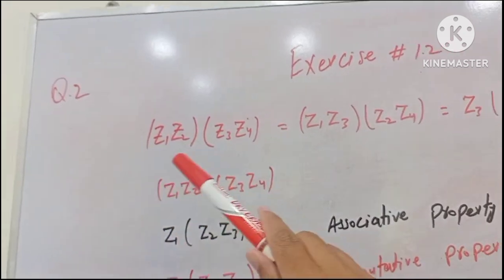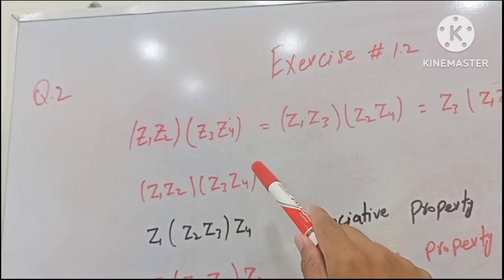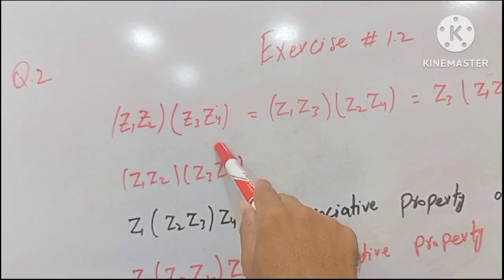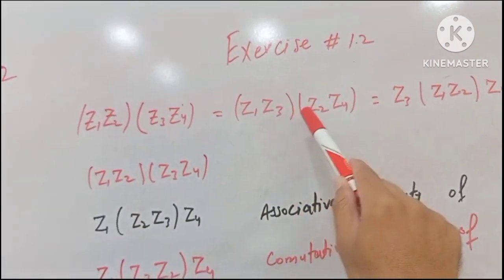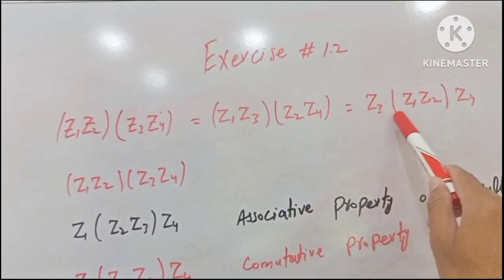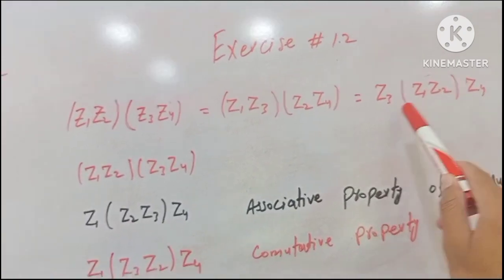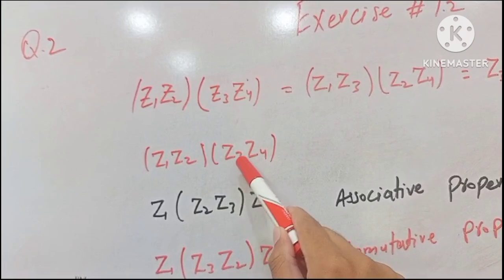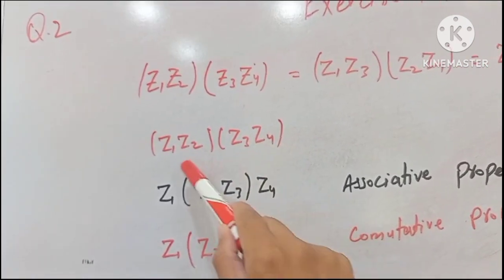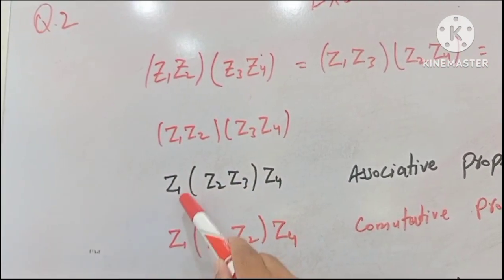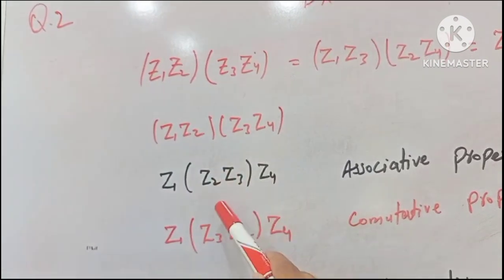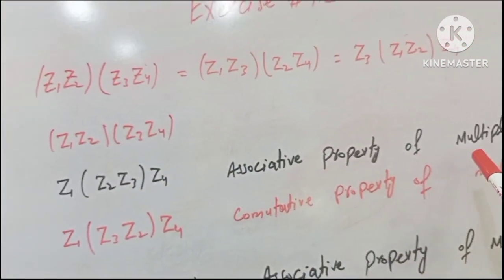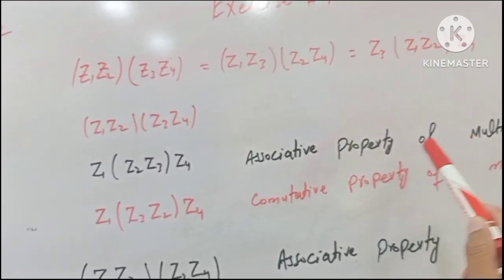Question number 2. Using algebraic properties of complex numbers, prove that z1 z2 into z3 z4 is equal to z1 z3 into z2 z4 equal to z3 into z1 z2 z4. Taking left hand side, z1 z2 into z3 z4. We can write as z1 here, z2 z3 into z4, which is associative property of multiplication.